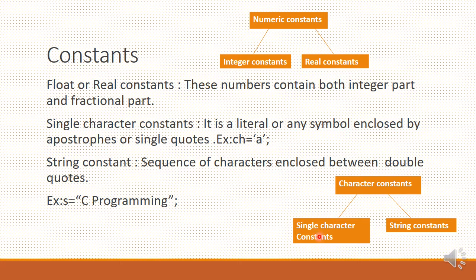Let us see what we mean by the single character constant. Single is nothing but one, character is nothing but character, and constant is nothing but constant. Single means any one character, it may be a small letter or a capital letter. A constant is a value whatever you take as a single character, and its value cannot be changed during the execution of the program.